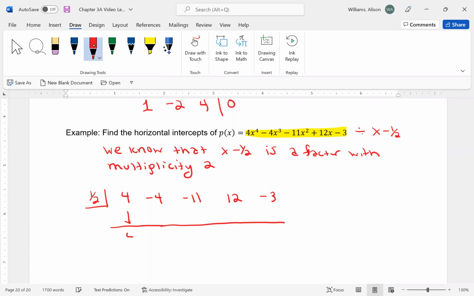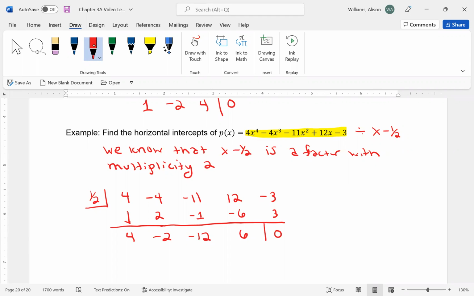So 4 drops down. 4 times 1/2, basically it's just cutting it in half, right? So 4 times 1/2 is 2. -4 plus 2 is -2. -2 times 1/2, cutting that in half, is just a -1. -11 and -1 add up to -12. -12 times 1/2 is -6. Adding those together will be +6. 6 times 1/2 is a 3. Adding those together is 0, which is perfect because that's the remainder. And we knew it was going to go in evenly.